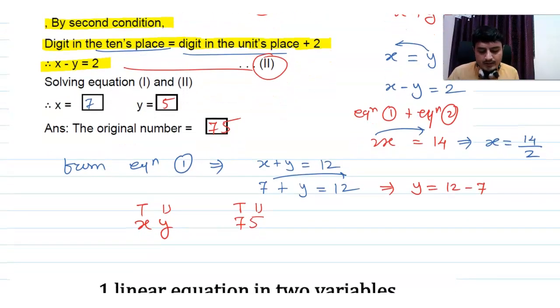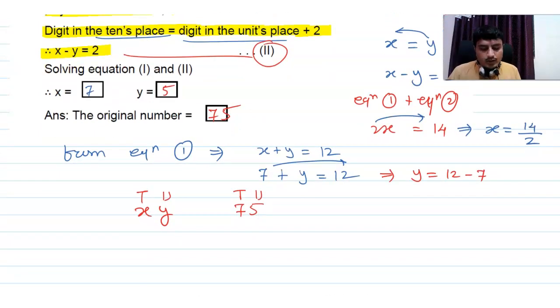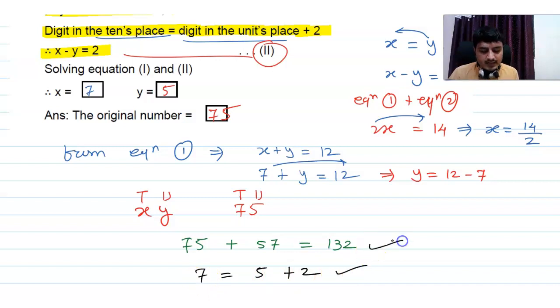Now let's check whether the answer is correct or wrong. What shall we do? The number we have is 75, and once we interchange the digits, we are getting 57. So once we add them, 75 plus 57 we have 132. While for the second condition, the digit at the tens place, that is 7, is 2 more than the digit at the unit place or the ones place. So 5 plus 2 is exactly 7. So both conditions are satisfied. So our answer is correct. The original number is 75. Hence here we have all three activities given in the question bank.